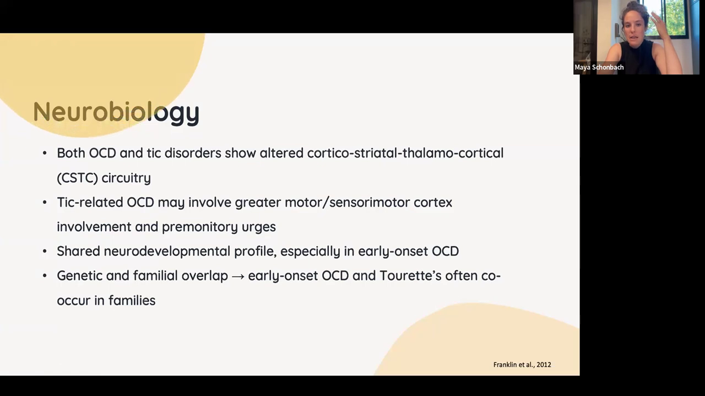And then we say that that likely involves not only this motor area, but also things like the insula, which helps us process internal sensations, which is also involved in OCD. And then I also want to talk about Tourette's, which is also a neurodevelopmental condition, typically starting in early childhood. And that also shows a strong genetic link, and it's seen often in families with early onset OCD.